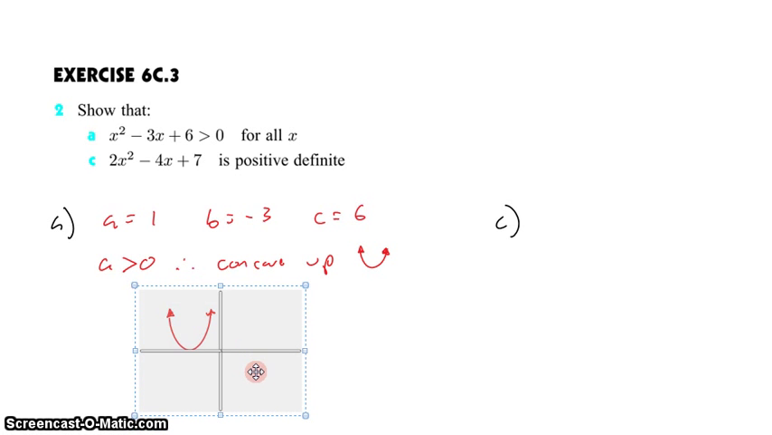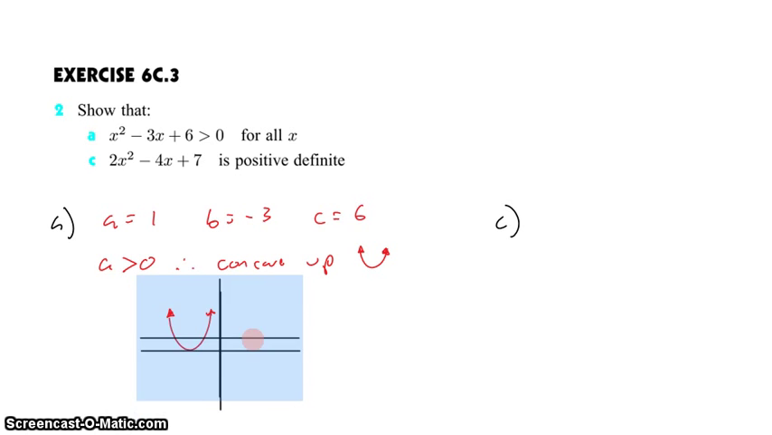It could maybe just touch the x-axis, have a double root, and then it won't be greater than 0 anymore. It'll be equal to 0. Or it could have two x-intercepts, and then it's definitely not always greater than 0. It'll have a region in which the value of the function is negative.